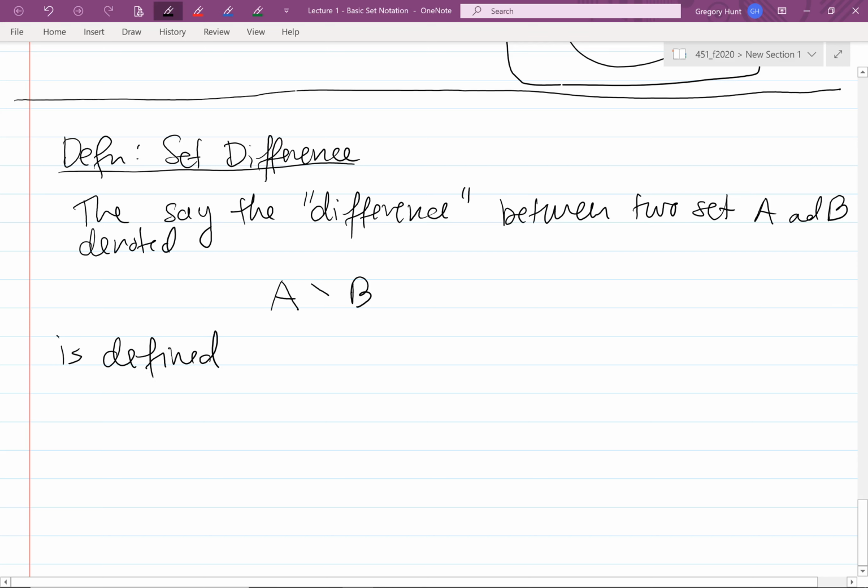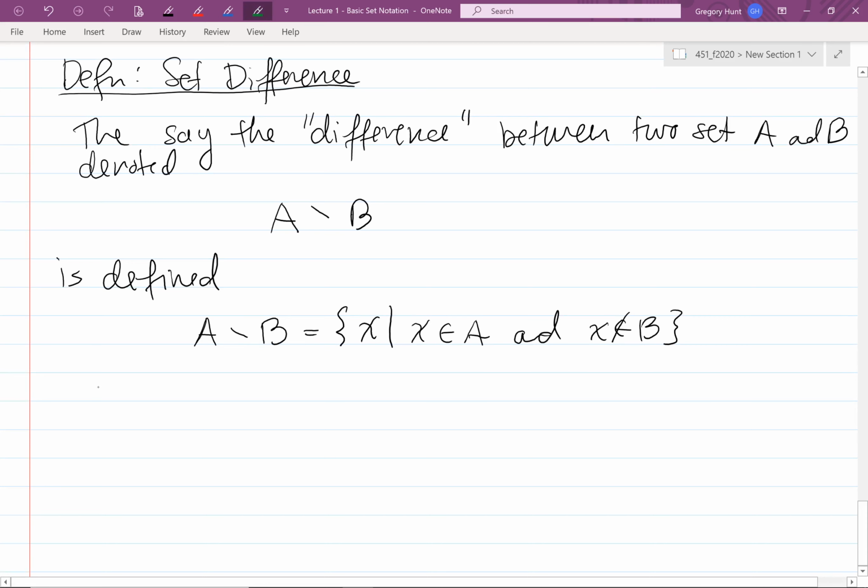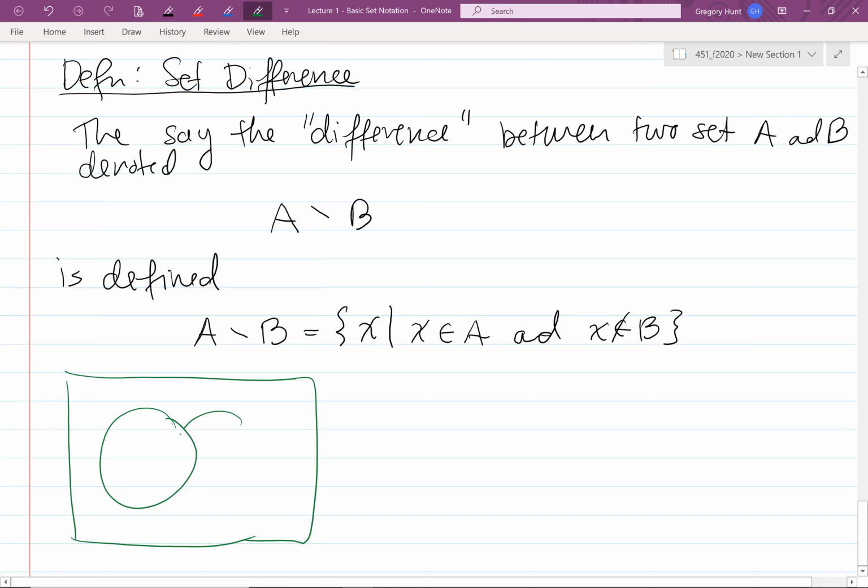And this is defined basically as everything that's going to be in A. So A less B is defined as all x's, where x is in A, but x is not in B. So if we were to draw this out with a Venn diagram, we have, let's say, two sets, A and B. We want A less B. It's everything in A, but not the part that's in B. So we shade everything in A that's not in B. So we exclude the middle intersection here.